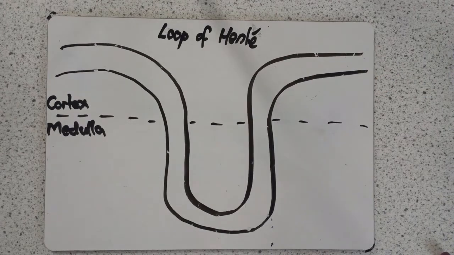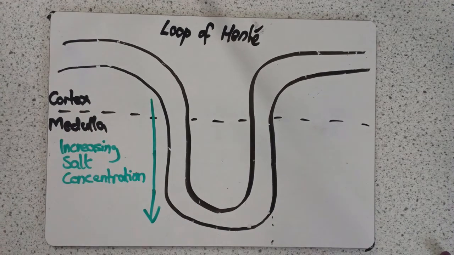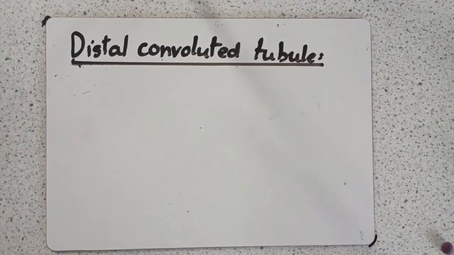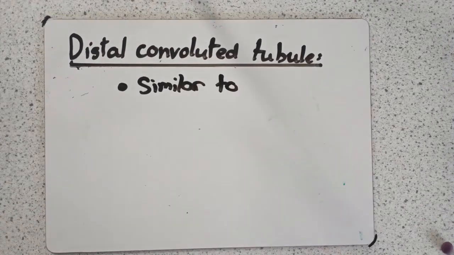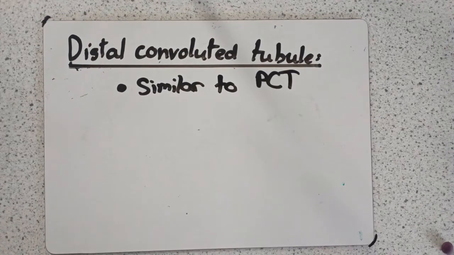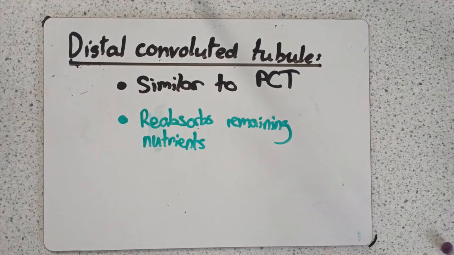The reason for this is the increasing salt concentration as we move down the loop of Henle from the cortex to the medulla. Next is the distal convoluted tubule, or DCT, that really is very similar to the PCT, reabsorbing any other ions or substances that need to be reabsorbed.